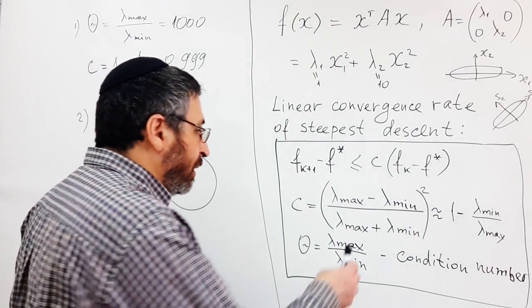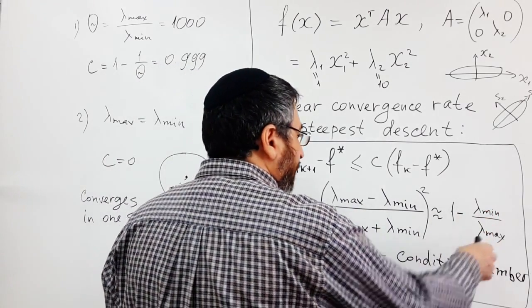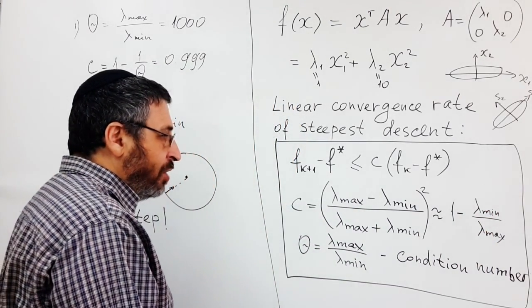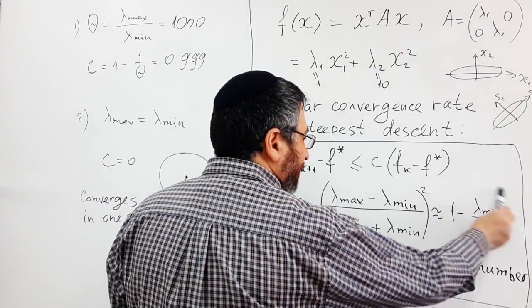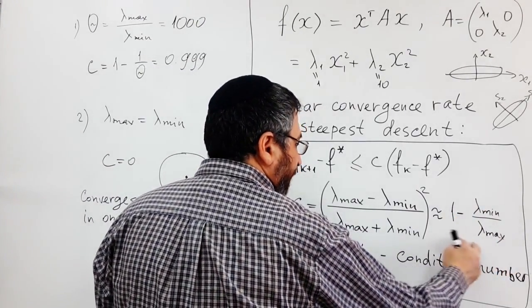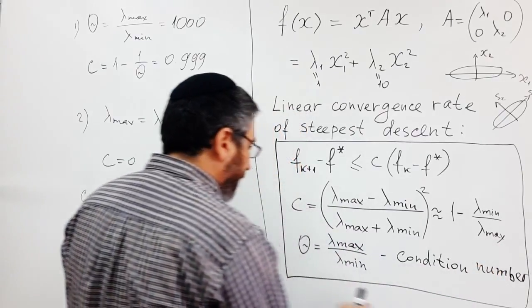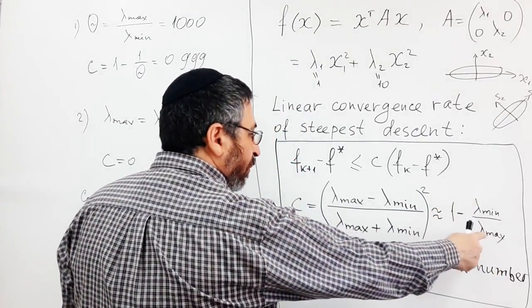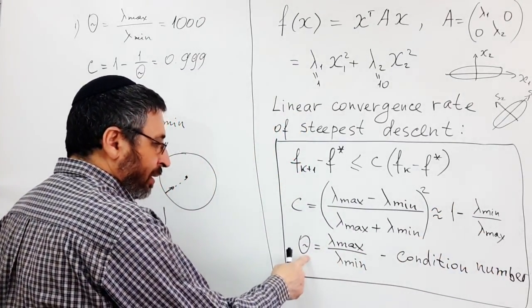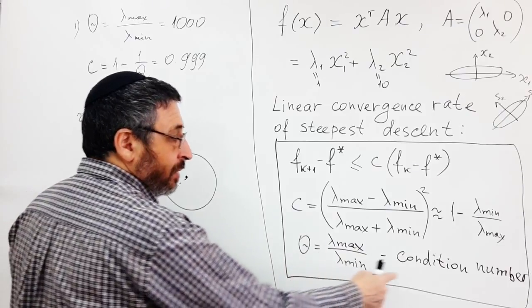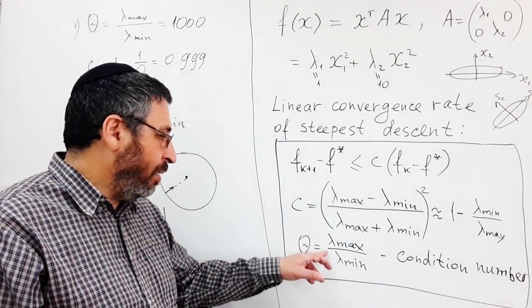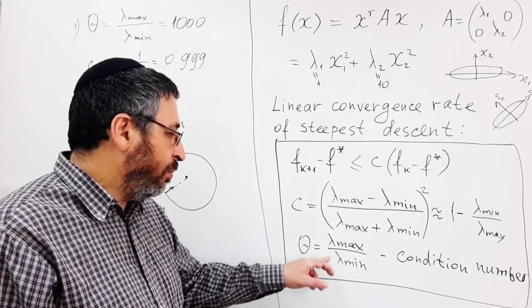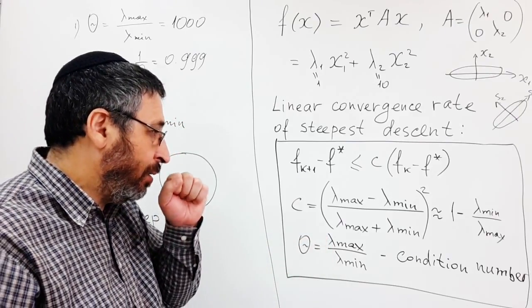When the ratio between lambda min and lambda max is small, one can show that approximately it will be like this expression, 1 minus 1 over theta. Theta is the condition number. You know, for any matrix, the condition number is the ratio between the maximal and minimal eigenvalue.